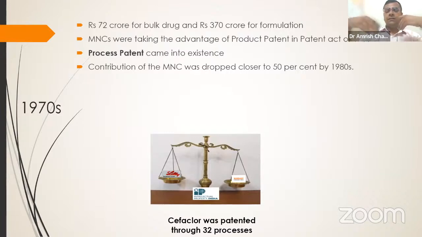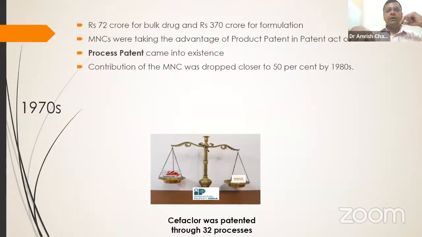So if that is the process, a second process could be that first I make the cap, then the body, then the refill, and the third one can first make the refill, then the body, then the cap. So all three people can have three different patents. Okay. So India did not have product patent in the 1970s. We had only process patent.